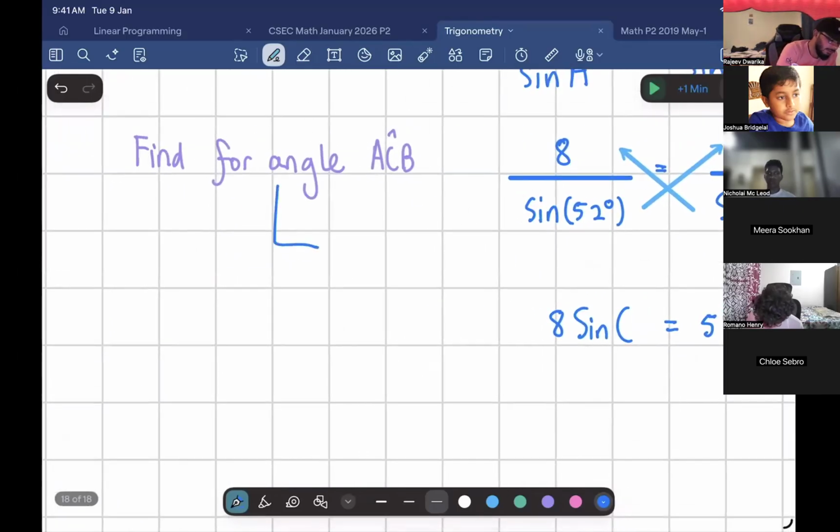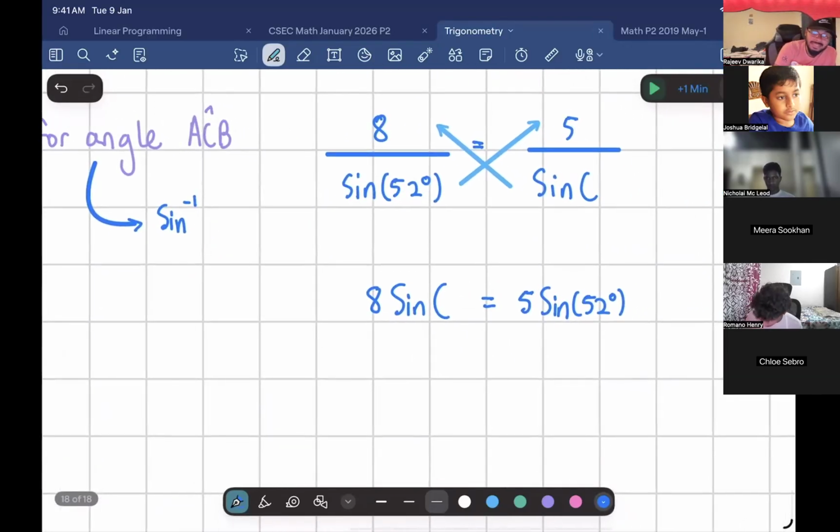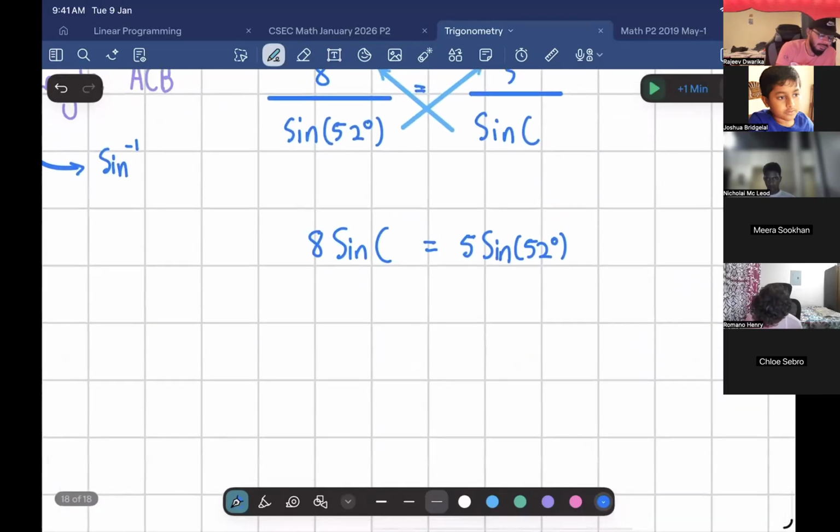Now, anytime they ask you to find for an angle, please know that at some point you will need to use sine inverse. But before you can use sine inverse, you need to find for sine C. So Sky, how would I find for sine C first? I could divide both sides by 8. If we do that, the 8 will cancel off here, leaving us with sine C.